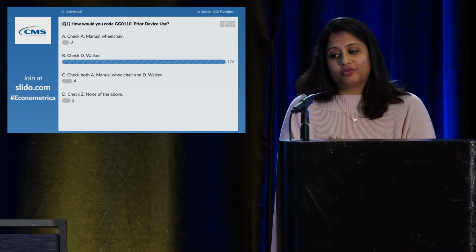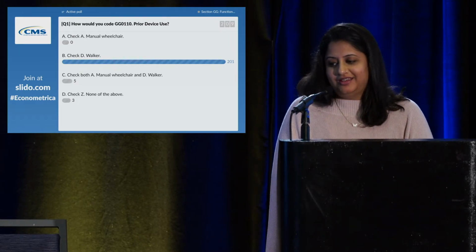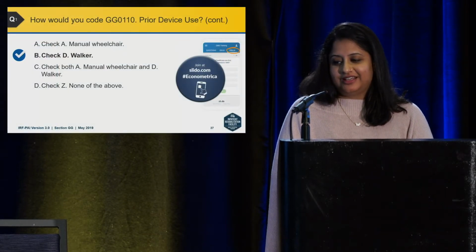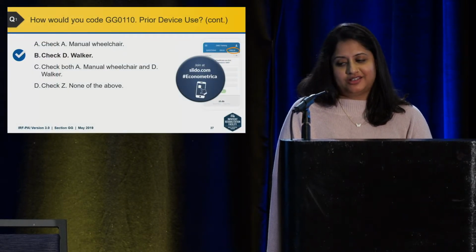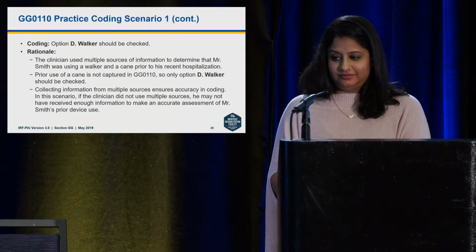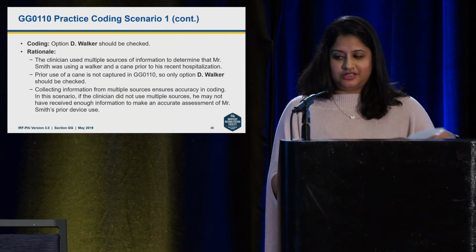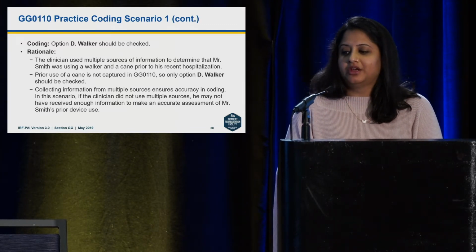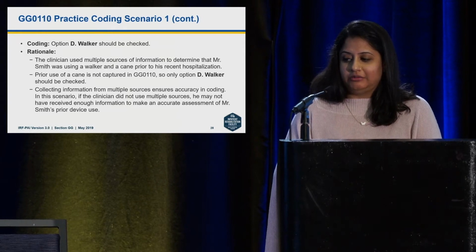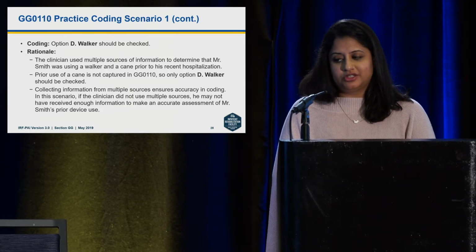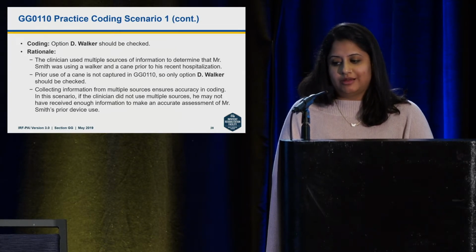I see there's overwhelming responses for B. Let's go ahead and take a look at the correct answer. And it is B, check D, walker. The rationale behind that, of course, is the clinician used multiple sources of information to determine that Mr. Smith was using a walker and a cane prior to his recent hospitalization. Prior use of a cane is not captured in GG0110, so only option D, walker, should be checked.